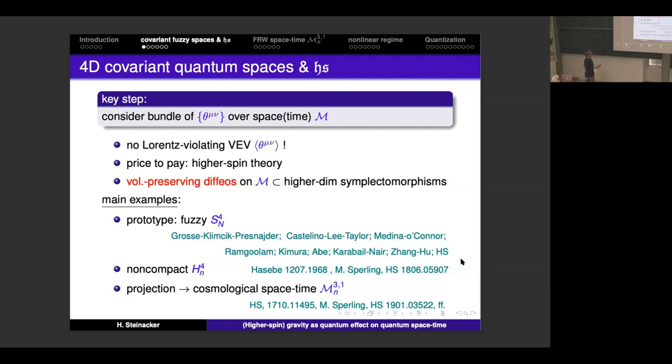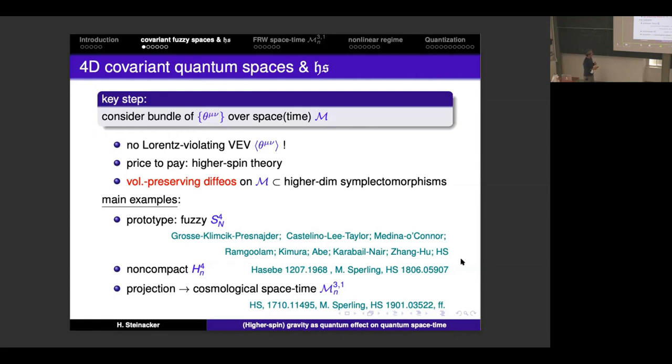But these covariant quantum spaces are very interesting objects. And basically, there are not so many of them known, even though you can generate whole series. The first example of this is the so-called fuzzy four-sphere, which was introduced more than 20 years ago by Grosse-Klimčík-Prešnajder. Harald is sitting here. This is a very nice thing, and it has found lots of applications, and it has very interesting structure. But I will skip it for lack of time.